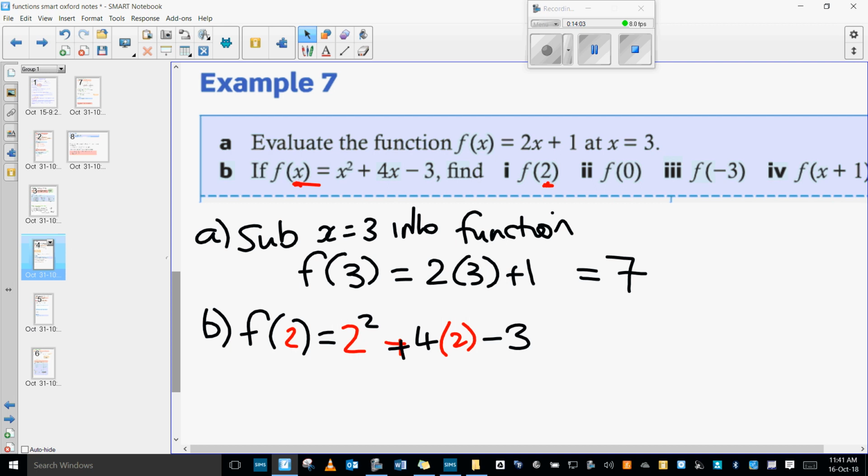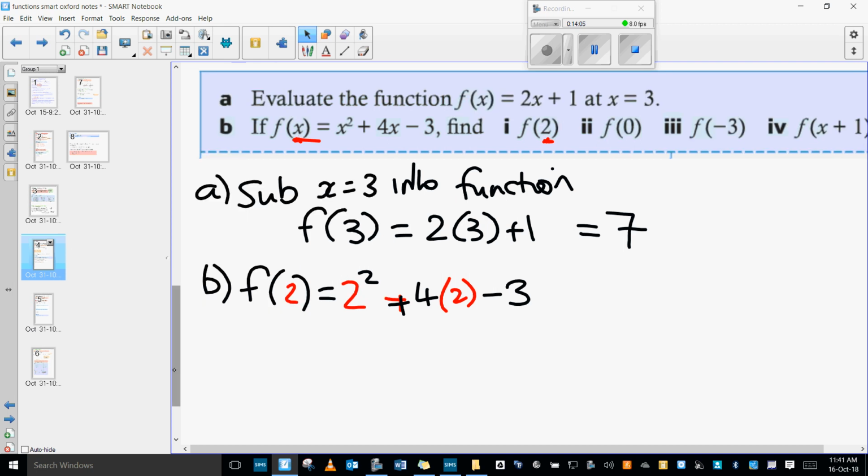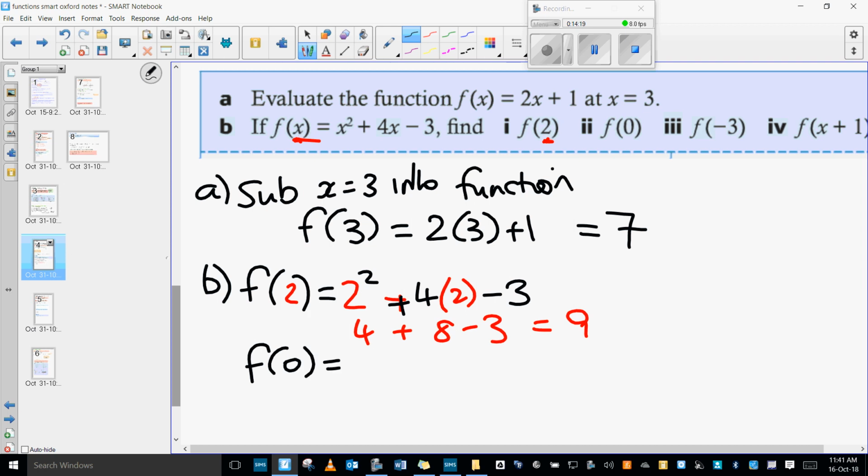2 squared is 4, plus 4 lots of 2 is 8, minus 3 is 9. Great. So we're now going to find f(0). So 0 squared plus 4 lots of 0 minus 3 is minus 3.